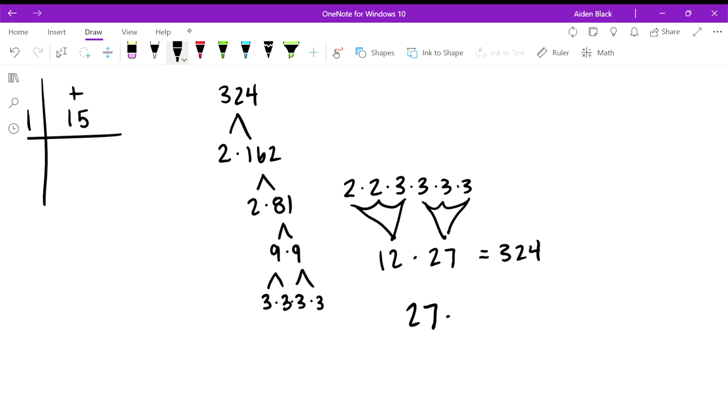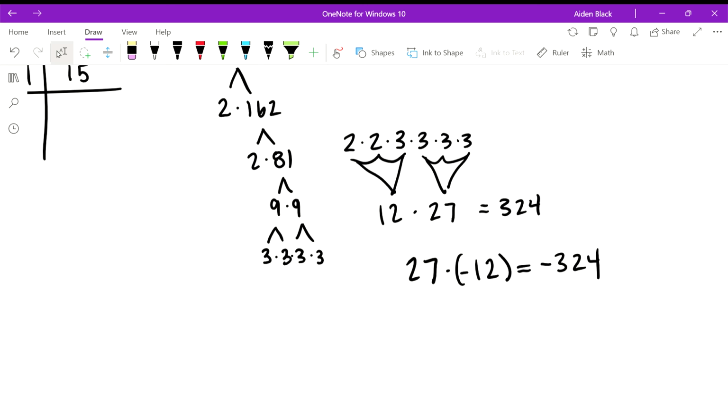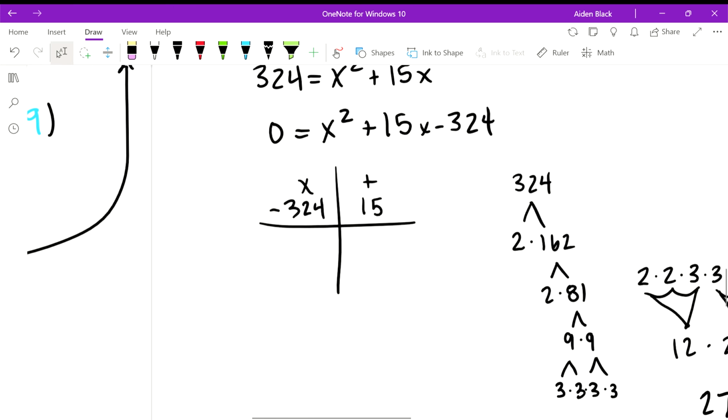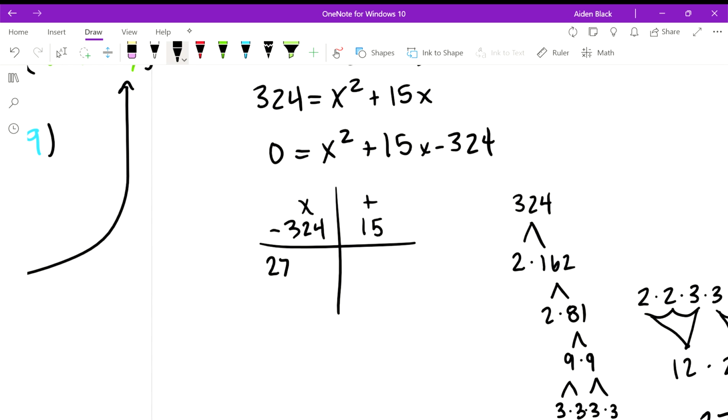27 times negative 12. Remember I said we're going to save the negative for the end, so I don't confuse ourselves. Equals negative 324, but when you add them, 27 plus negative 12 equals positive 15. So 27 and negative 12, those are our values. 27 times negative 12 equals negative 324. 27 plus negative 12 equals 15.